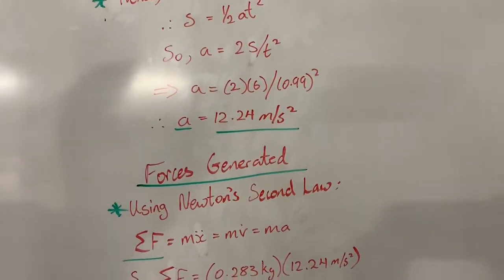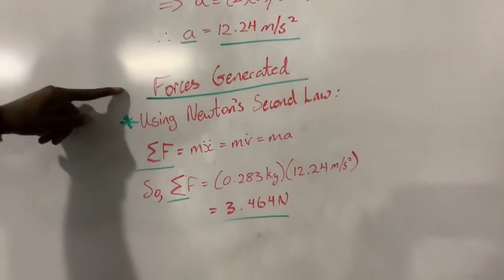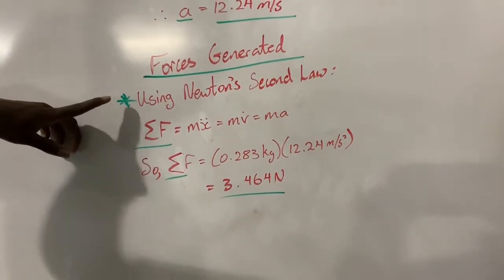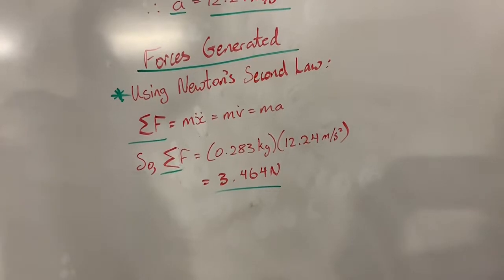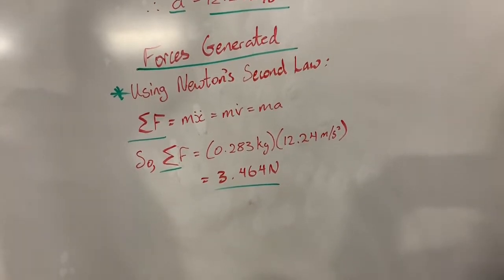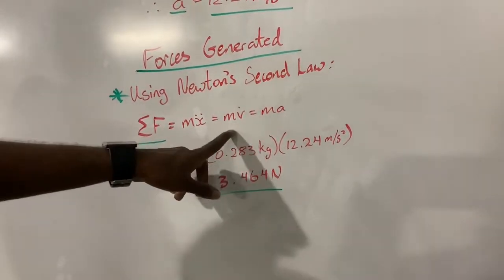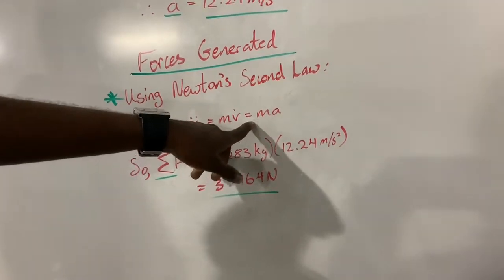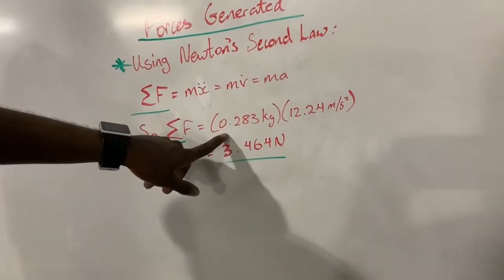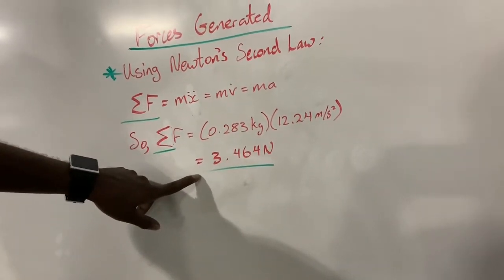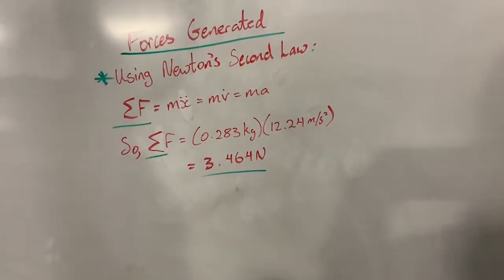Here we had the forces generated, and we used Newton's second law, which was the sum of all the forces is equal to mass by x double dot, which is equal to mass by v dot, which is equal to mass by acceleration. We plugged in our values and we found the forces generated was 3.464 newtons.